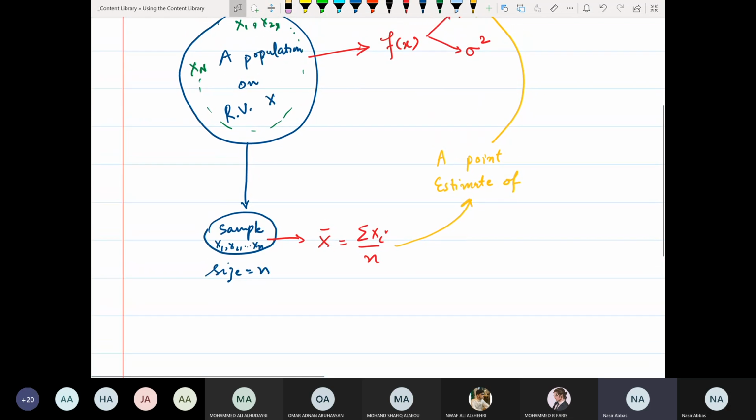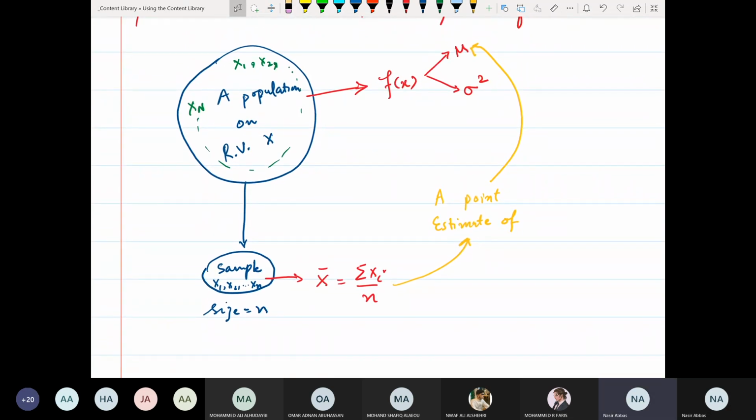Now, when I say around 80, how much around 80? How far can it be from 80? Can it be 80.1? Can it be 80.2? Can it be 81? Can it be 79.9? How far from 80? What you said is right. Not very far, it should be close. And how close it should be depends upon your sample size. If your sample size is fairly large, it should be fairly close. But the question is, how close?